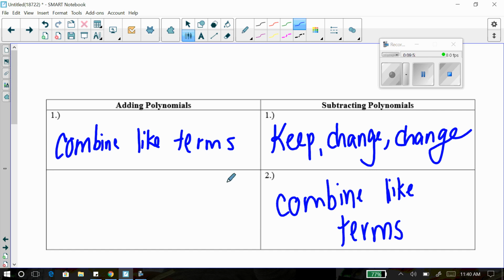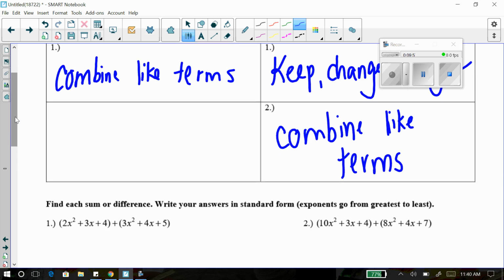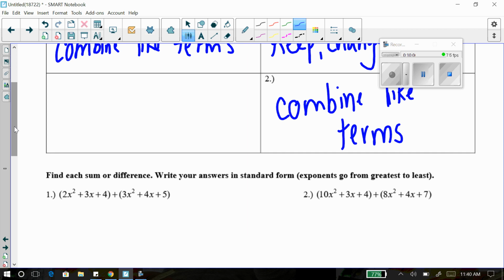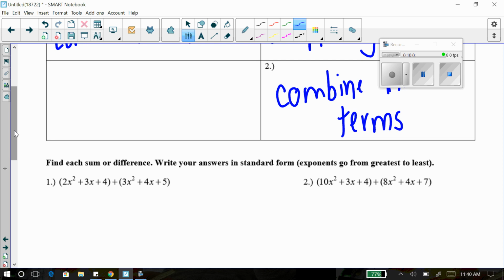All right, let's do some examples down here together. Add or subtract the following polynomials, and let's write our answers in standard form. Now, if you like the shapes, I'll do some with shapes. If you like colors, you can do colors as well. If you're at the point where you're like, I don't need anything this year, then if you don't need it, you don't need it. So find the sum, add, difference, subtract.